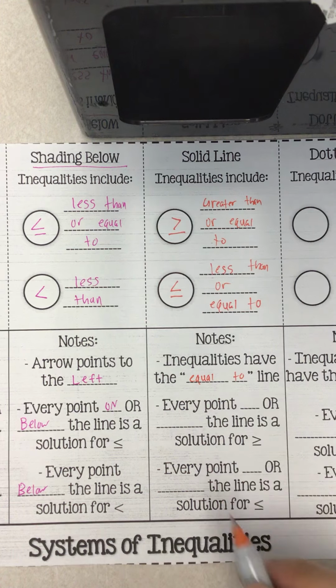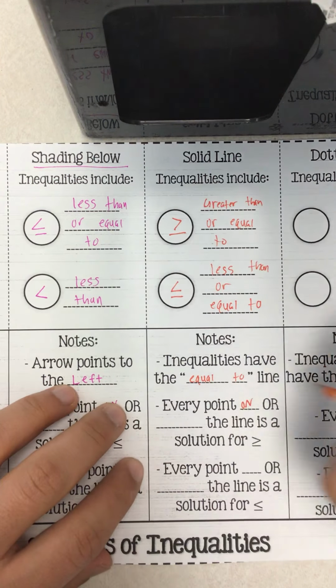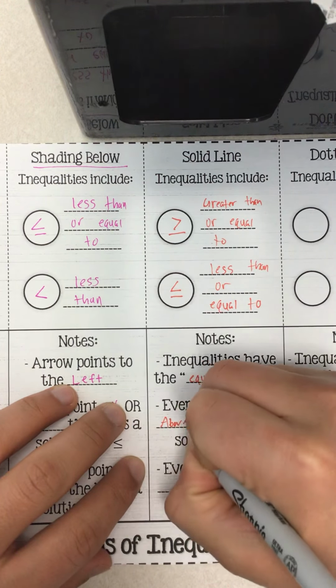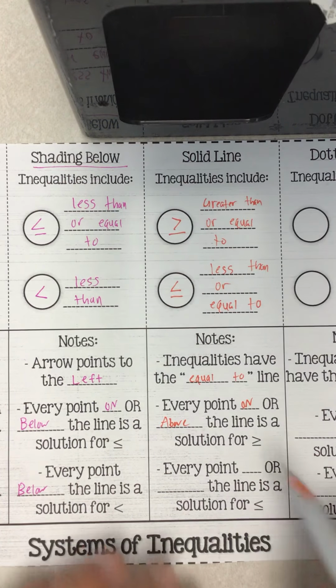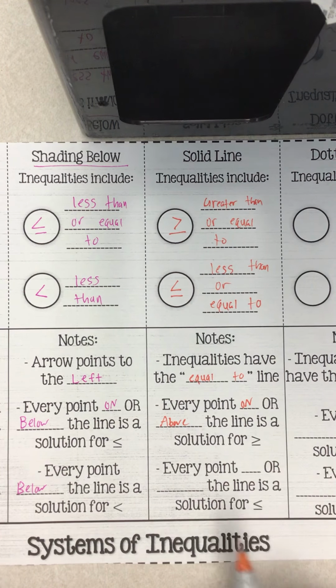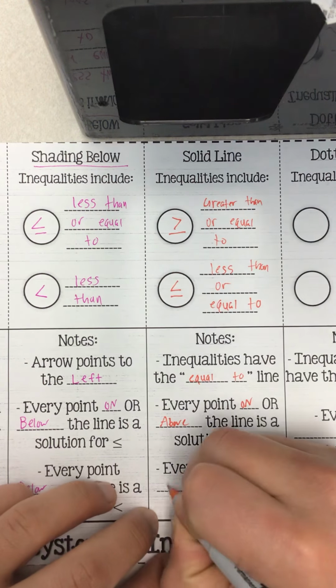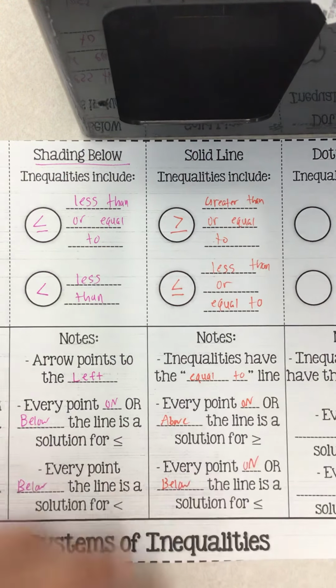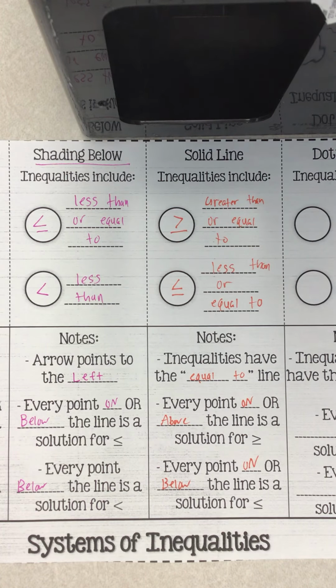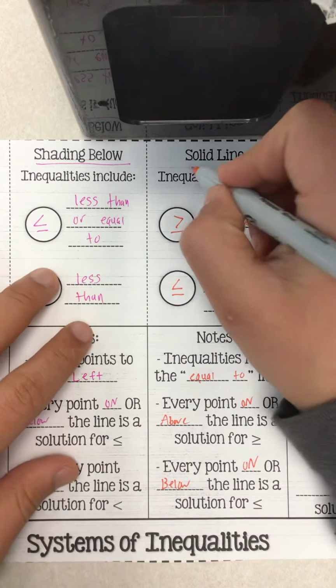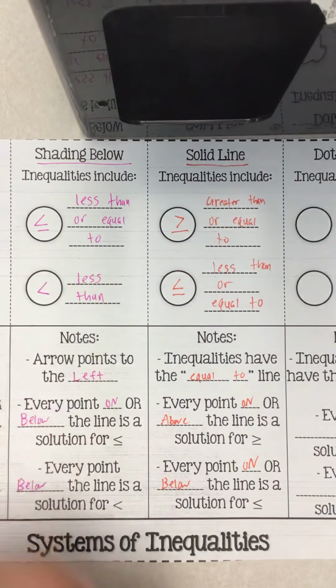So every point on or above the line is a solution for greater than or equal to. We already wrote that over here in the first blocks. And again, every point on or below the line is a solution for less than or equal to. But the key thing is if we have an equal to line underneath those inequalities, then my graphs need to have a solid line. We'll get to that in a little bit.